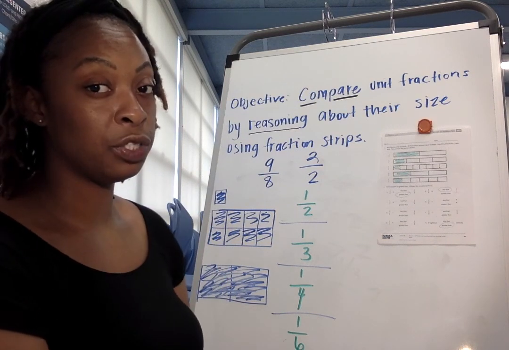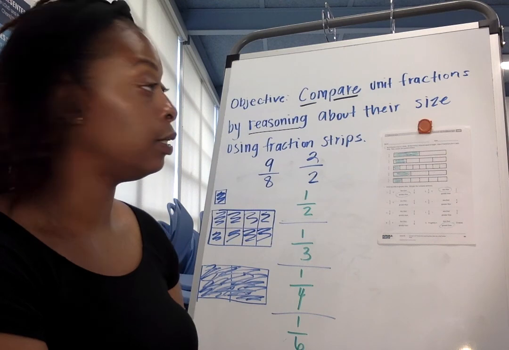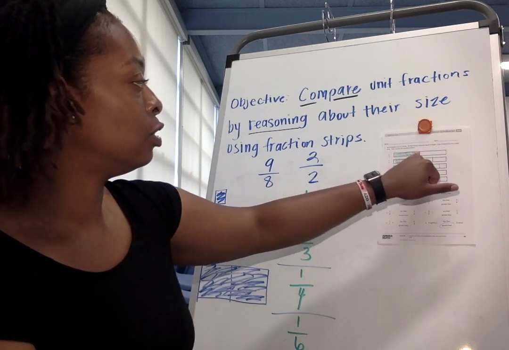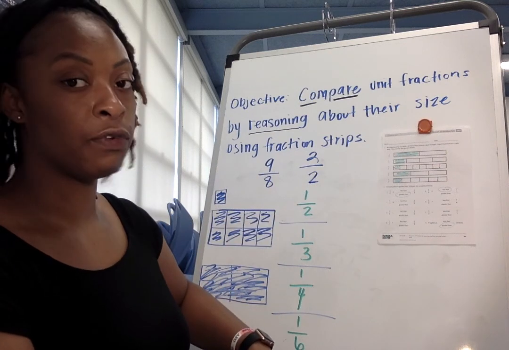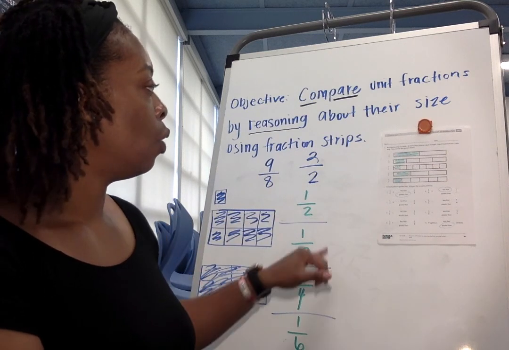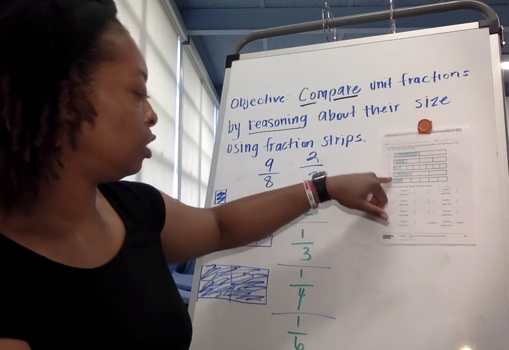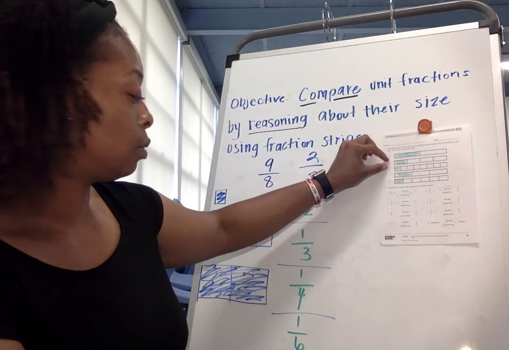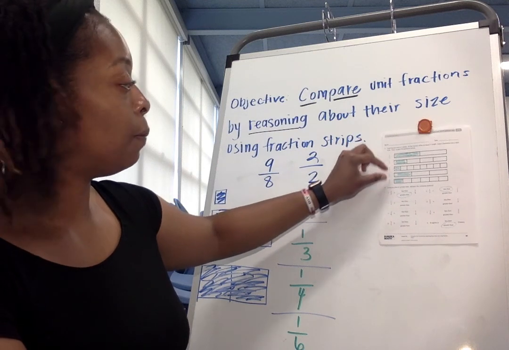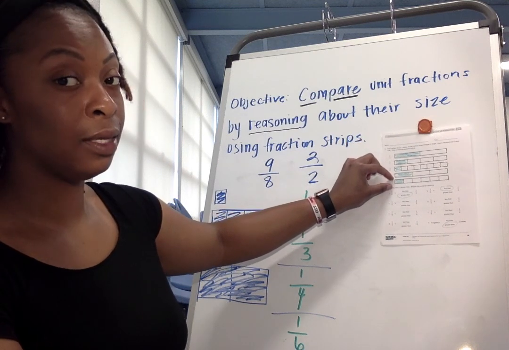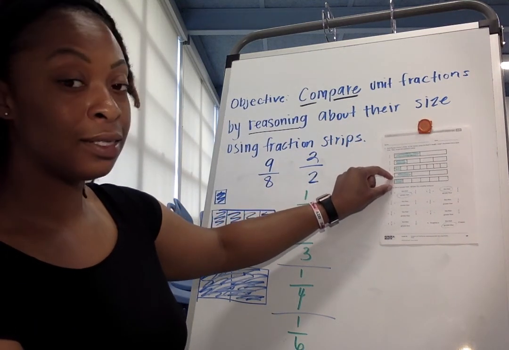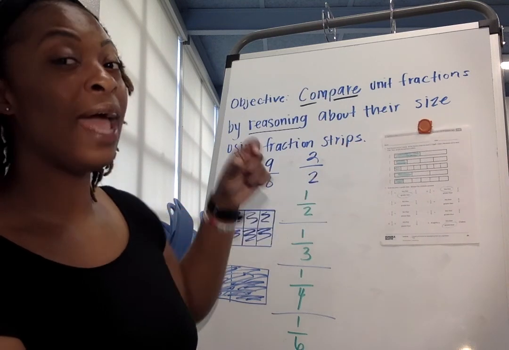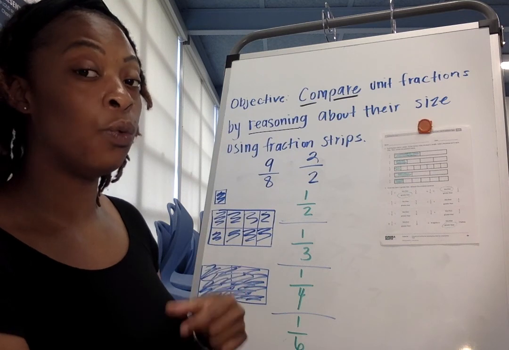1/2 has the bigger chunk, or the biggest part colored in than any of these other fractions, right? Do you all see that 1/2 is larger than any of the rest of the fractions? 1/3 is a bigger part, or a bigger section than 1/4. 1/4 is a bigger section than 1/6. 1/6 is a bigger fraction than 1/8. 1/8 would be a bigger section than 1/10.